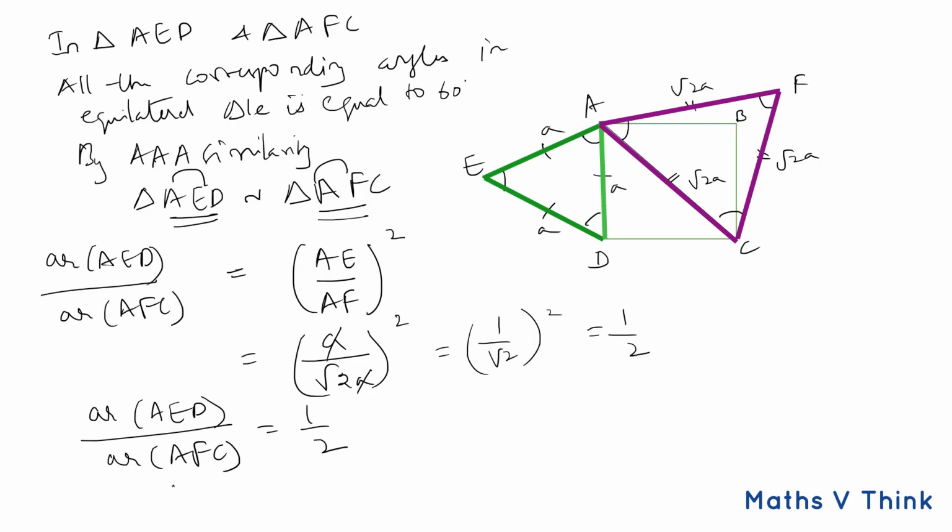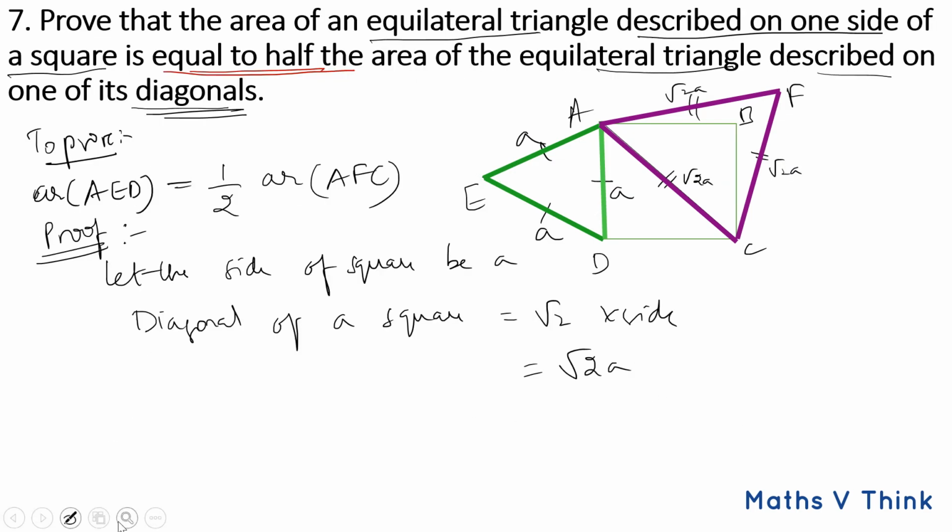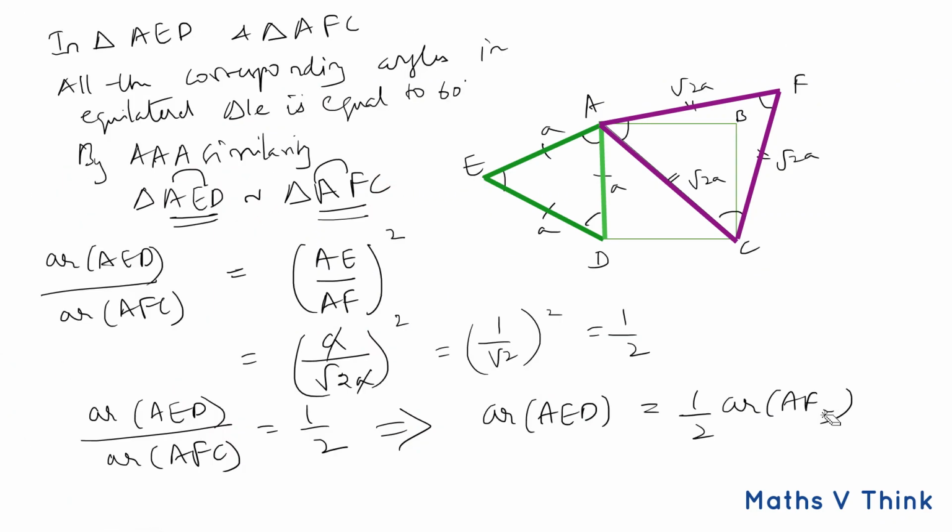Now this AFC in division will go as multiplication. So area of AED is equal to half of area of AFC. So we proved area of AED is equal to half of area of AFC. Sorry, it is AFC. So we proved, hence proved.